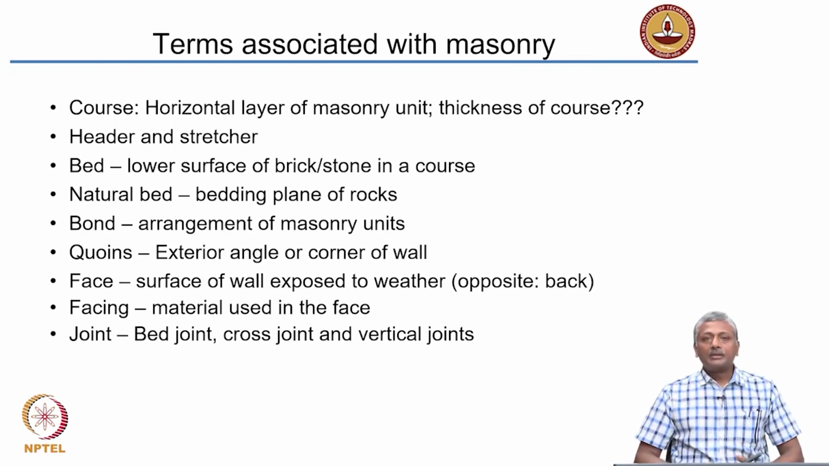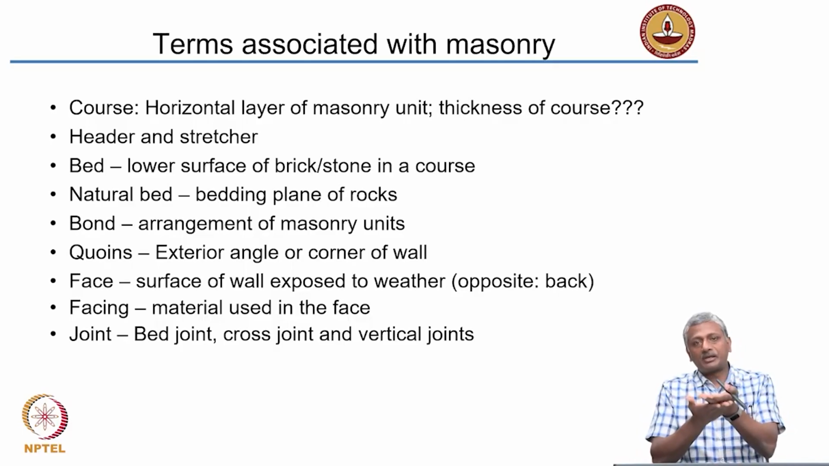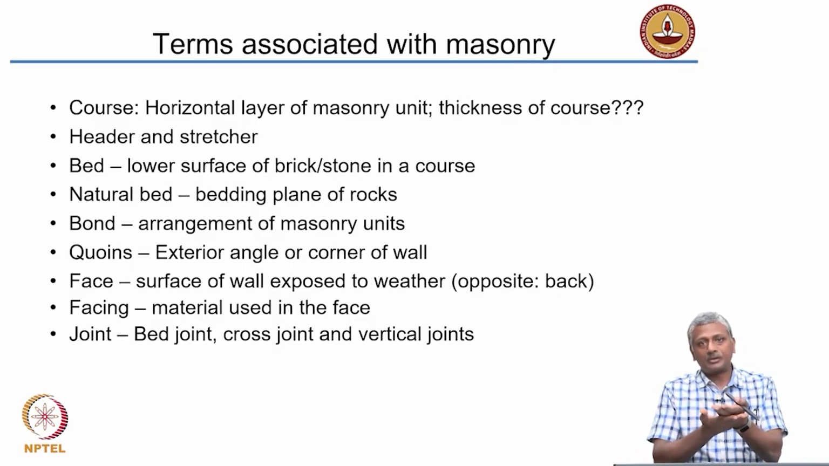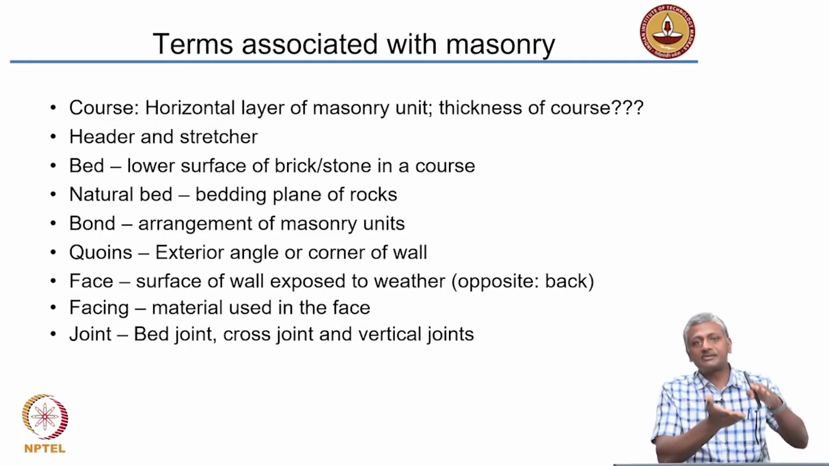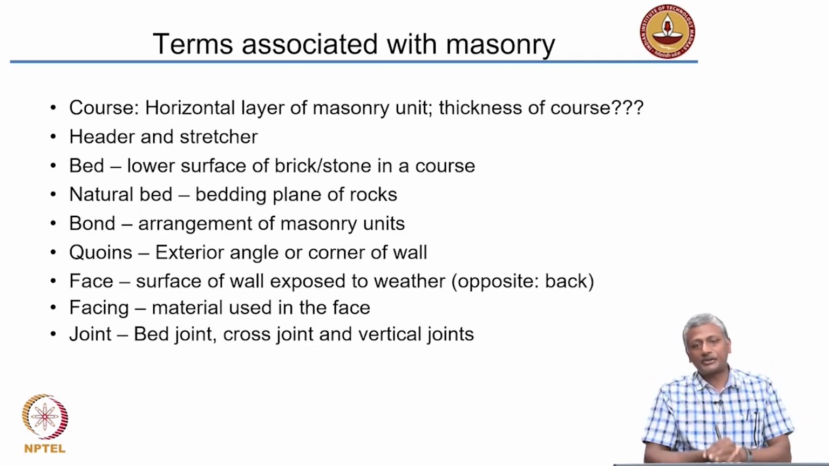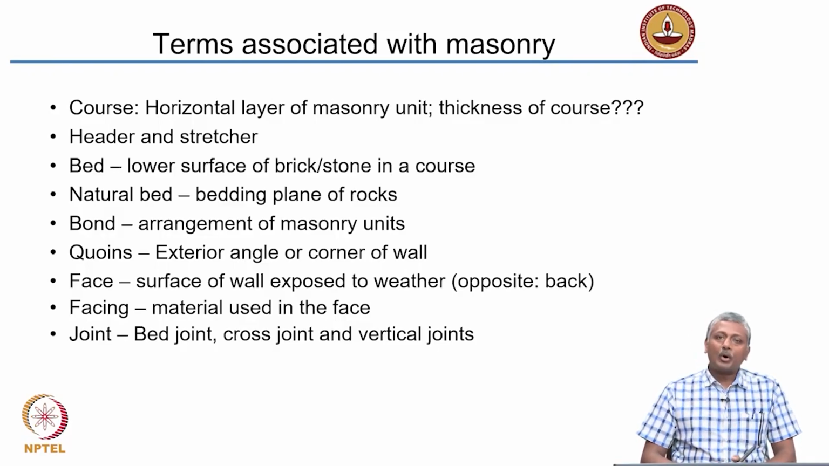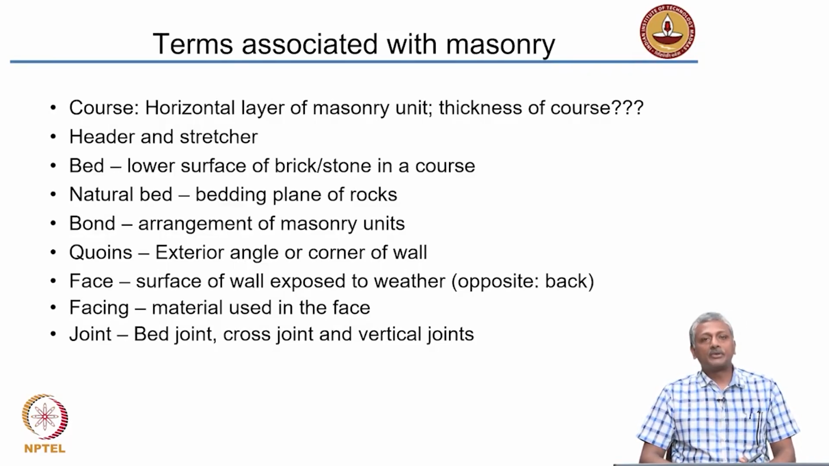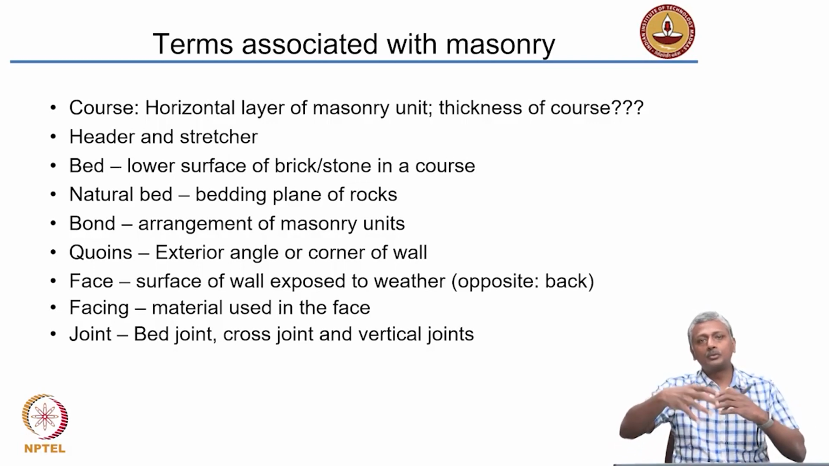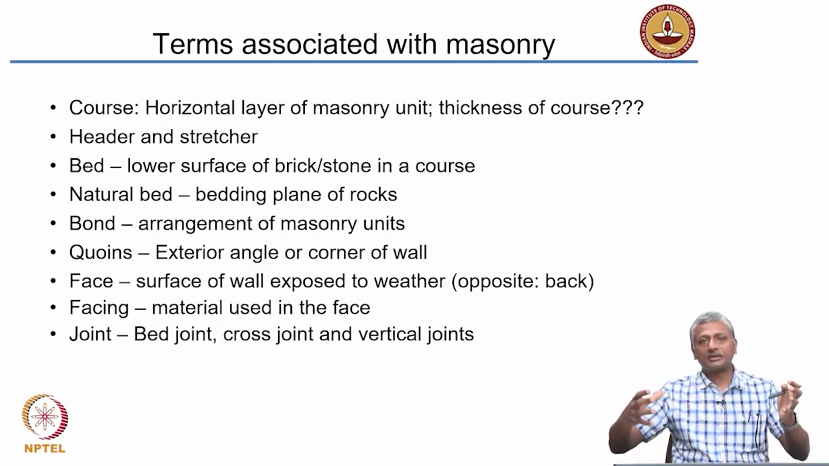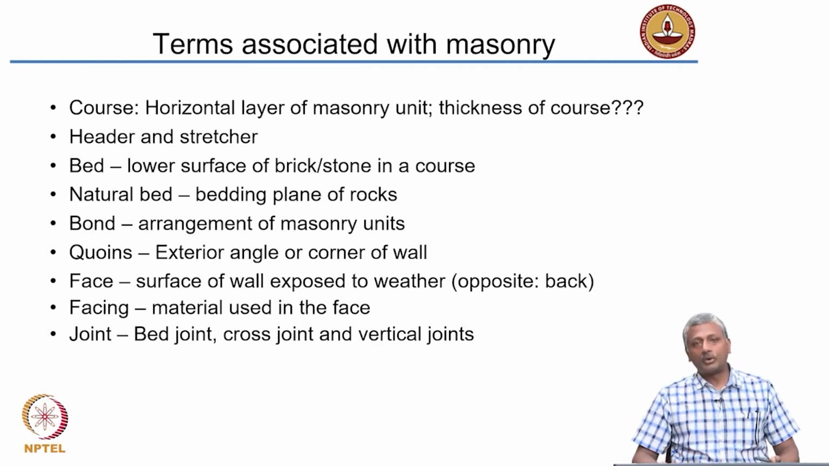Okay. Now, the bed is nothing but the lower surface of the brick or stone in a course, and sometimes when you go to stone quarries, you find that these stones are themselves deposited in certain layers, and that is called a natural bed of the stone or bedding plane of the rocks. A bond is nothing but the arrangement of the masonry units. So, how you put together these blocks together to make the wall, that is called the bond.